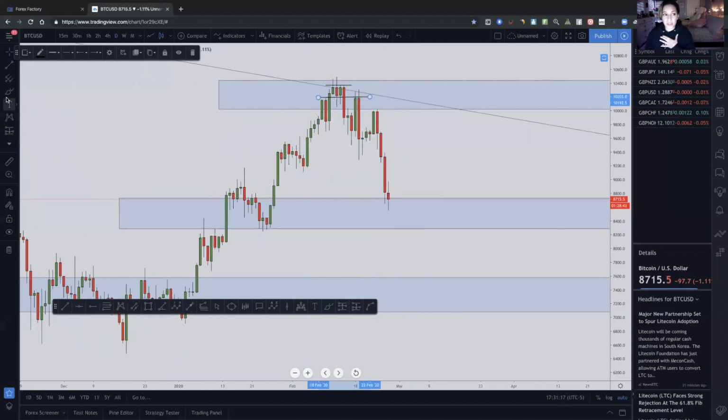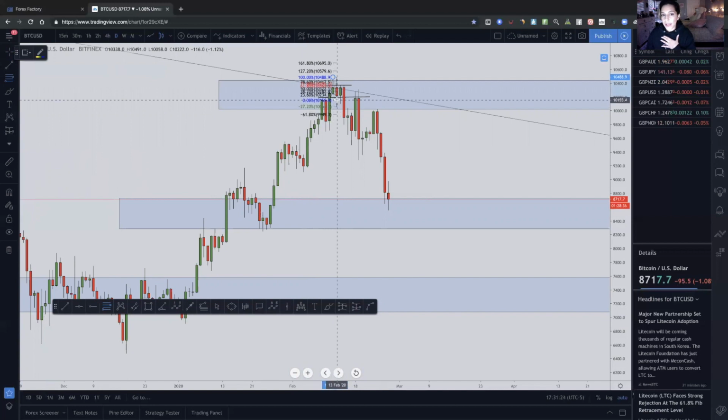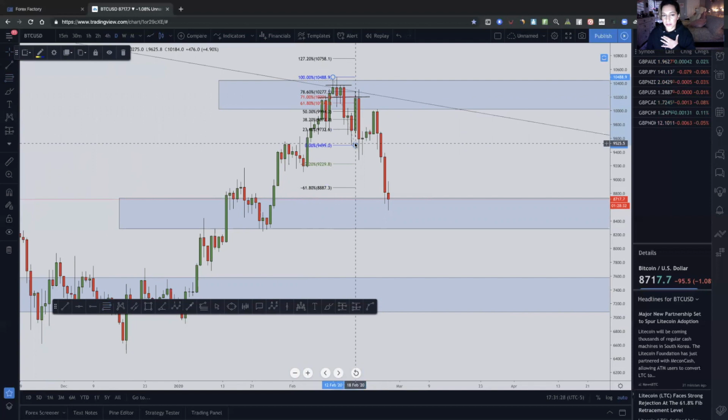Now I could use my fibs, and because you're looking for a sell, what you would do is grab your fib from the swing high. And at the time, all I had was this. Okay, all I had was this right here.